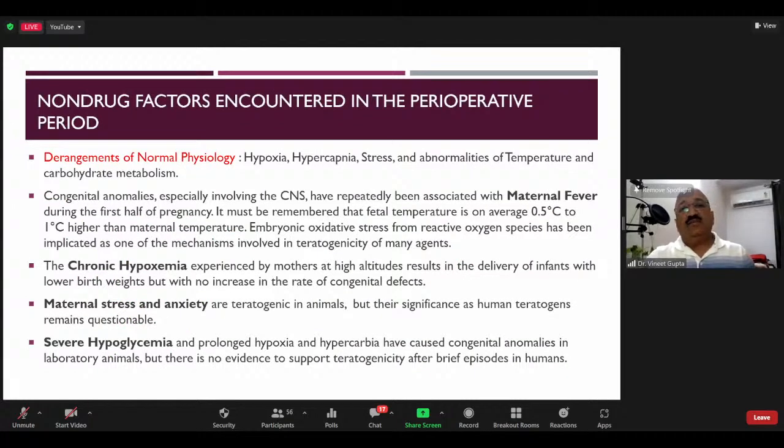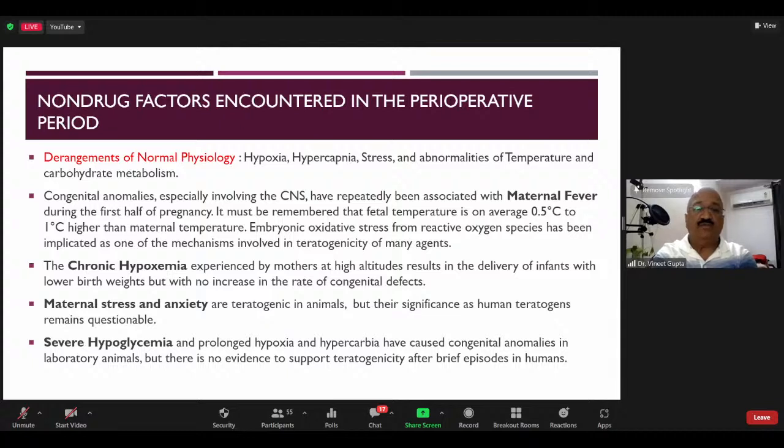Non-drug factors encountered in the perioperative period include derangement of normal physiology, hypoxia, hypercapnia, stress, and abnormality of temperature and carbohydrate metabolism. Congenital anomalies, especially involving the CNS, have repeatedly been associated with maternal fever. Temperature is very important. Usually the temperature of the fetus is 0.5 to 1 degree centigrade higher than the maternal temperature. And once the mother has a fever, membranic oxidative stress from reactive oxygen species has been implicated as one of the mechanisms involved in the teratogenicity of many agents.